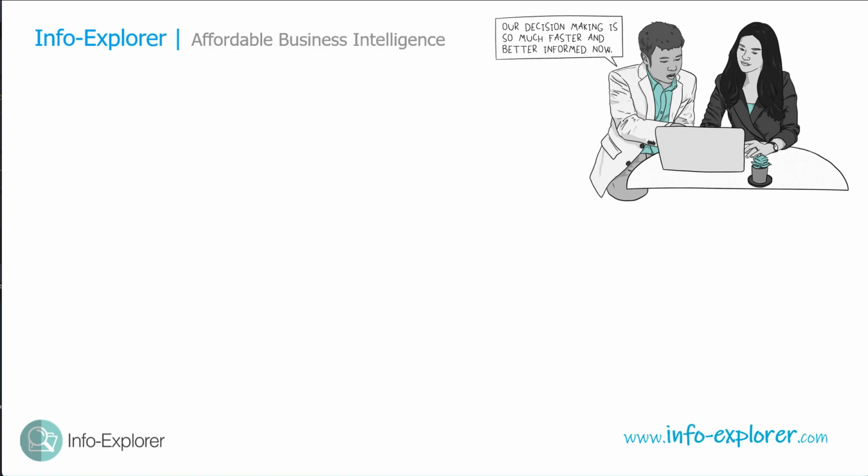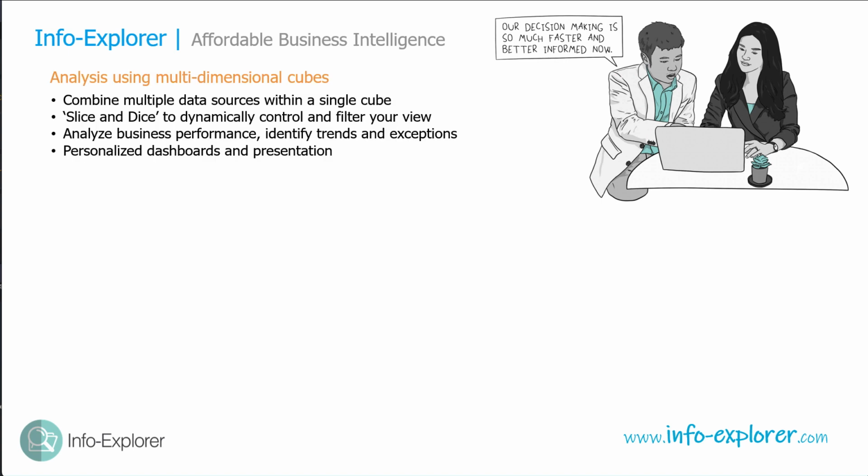We often compare Info Explorer to pivot tables because they both help you analyze using multi-dimensional cubes. You can combine multiple data sources with a single cube. You can slice and dice to dynamically control and filter your view, so you can do your analysis based on different perspectives, by year, by customer, by vendor group, by product code, without the need for predefined queries or calculations.